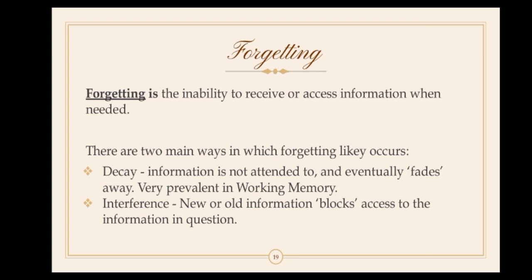So, decay takes place when information is not attended to and eventually fades away. It is very prevalent in working memory or the short-term memory. As I've said earlier, if the information is not attended to, it will eventually fade away. Next is interference. New or old information blocks access to the information in question. Either of the two types of information, the new or the old, can block access to the information in question.